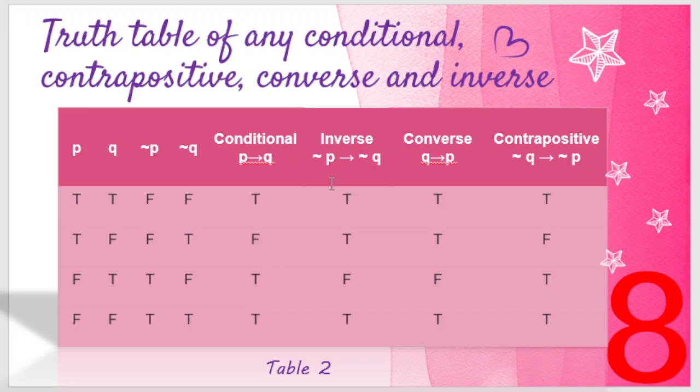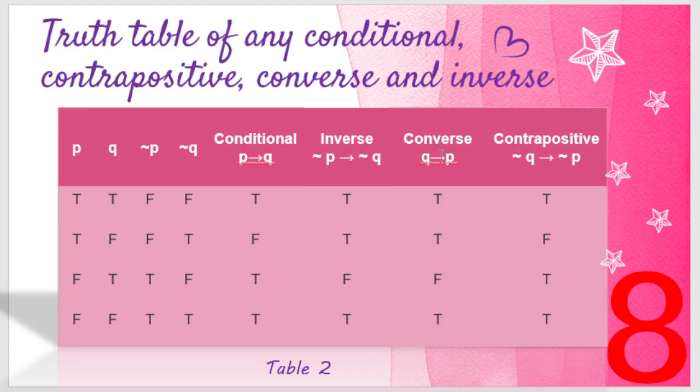Now for the inverse, we have here not P implies not Q. So we have here false, so that is true. False true, so that is true. True, we have here true conclusion. Next is true false, so our conditional statement will be false. Then true, that is true.